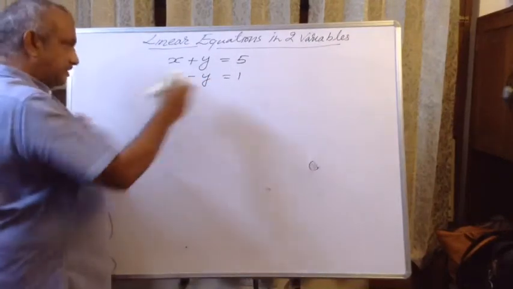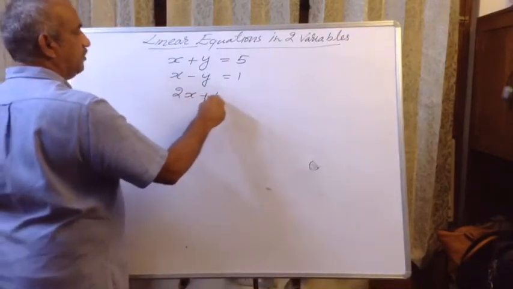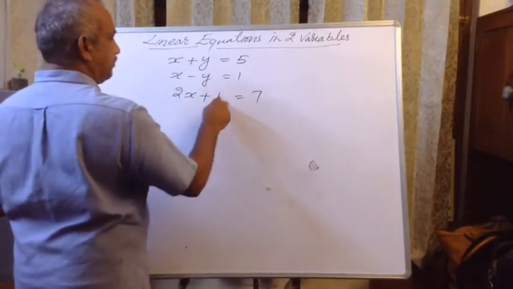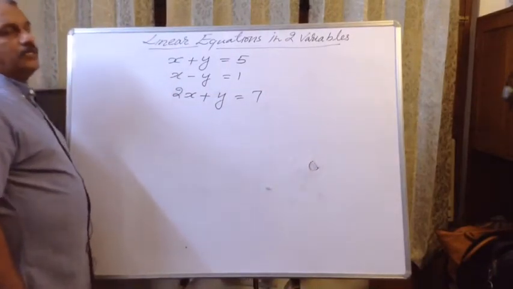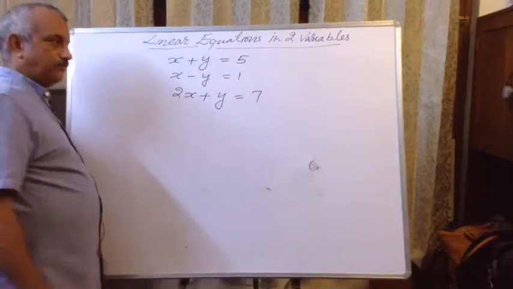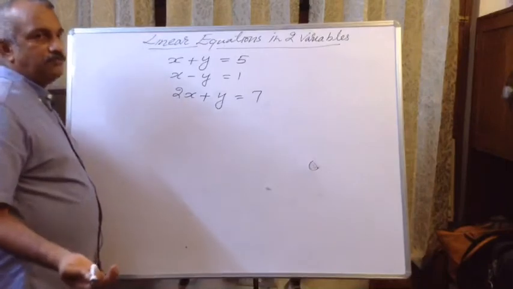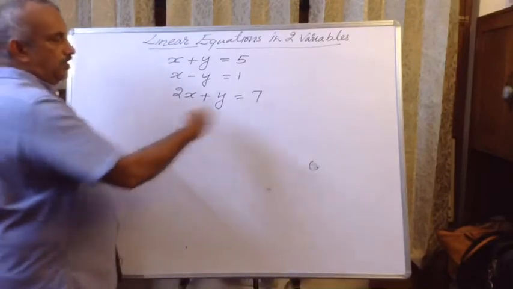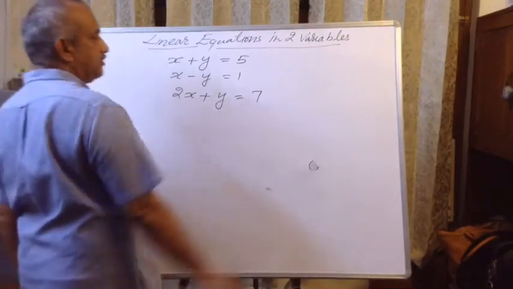Now otherwise you can substitute values and find out. Say a little more, say 2x plus y is equal to 7. Put different values for x, you will get values for y. Or put different values for y, you will get values for x. The values can be fractions, or rational numbers, depending on the coefficients. So in this case, in 2 ways you can simplify.